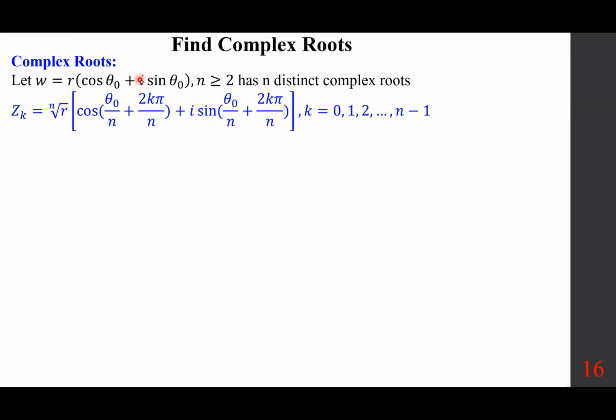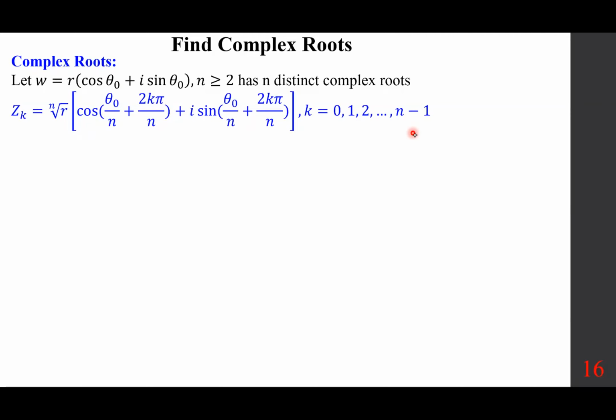Complex roots. Let W be R cosine theta 0 plus I sine theta 0, and n is larger than or equal to 2. This has n distinct complex roots. Z sub k is the nth root of R, and the way you find it, you divide theta 0 by n and you add 2k pi over n. Remember, k is an integer. Same thing for this one. In other words, this will be the new argument. And you let k be 0, 1, 2, up to n minus 1. This is finding complex roots in this manner.